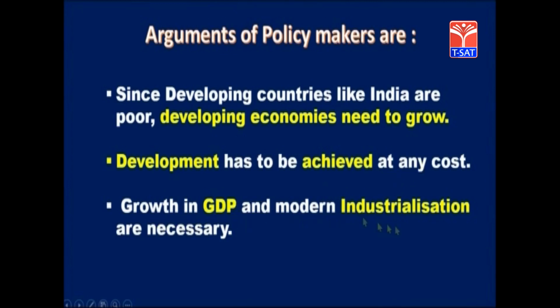Growth in GDP and modern industrialization are necessary. Policymakers say that since development has to be the focus, it has to be achieved at any cost. Whether the environment is affected or people are affected, that is the second aspect according to policymakers. So how does development take place? By increase in GDP. What is GDP? Gross domestic product. That is the total value of finished goods and services produced in a country in a year. If these goods are increasing, the income of the country increases. And industrialization. GDP and industrialization have to take place for development.